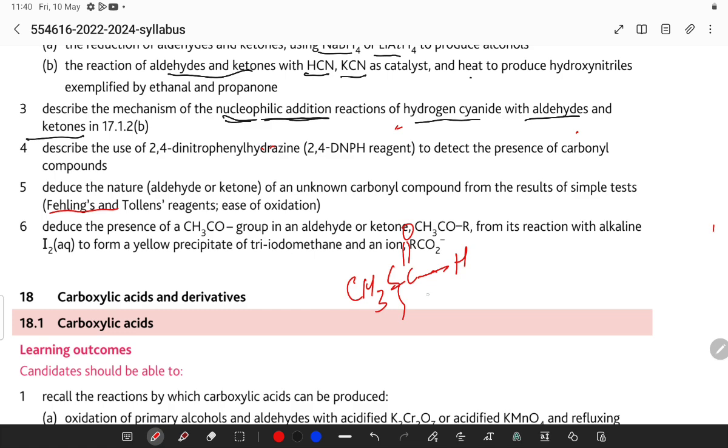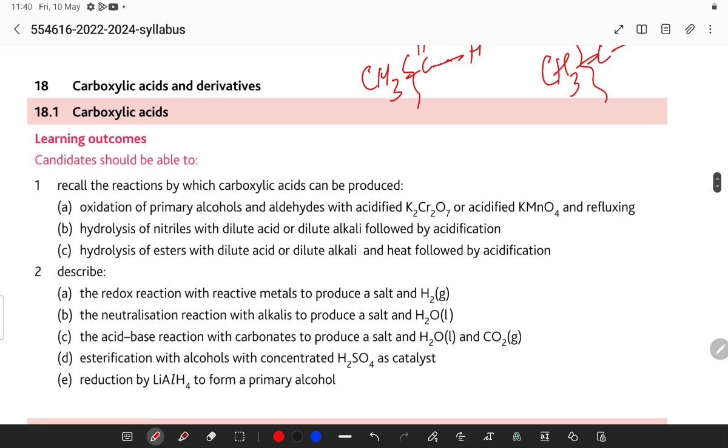In case of aldehyde ethanol, but in case of if CH3 is directly bonded with that carbon which is bonded with an oxygen atom, this gives the triiodomethane test and gives a yellow precipitate. Next is the carboxylic acid.